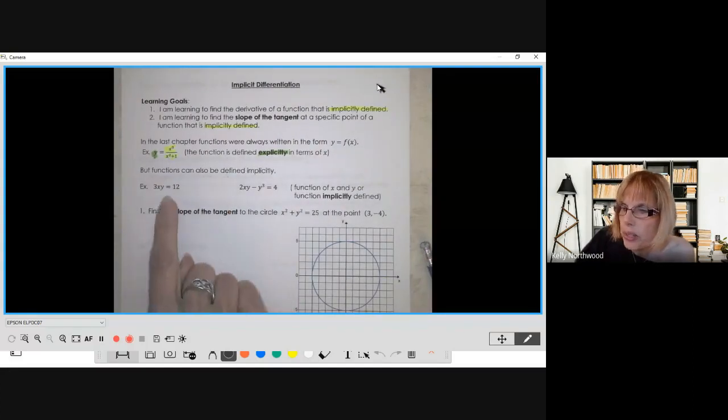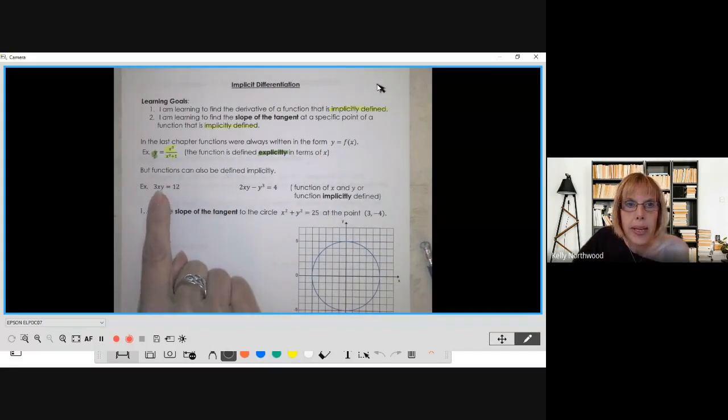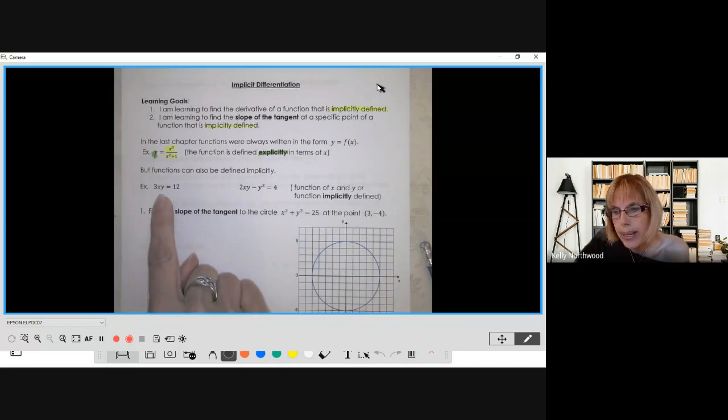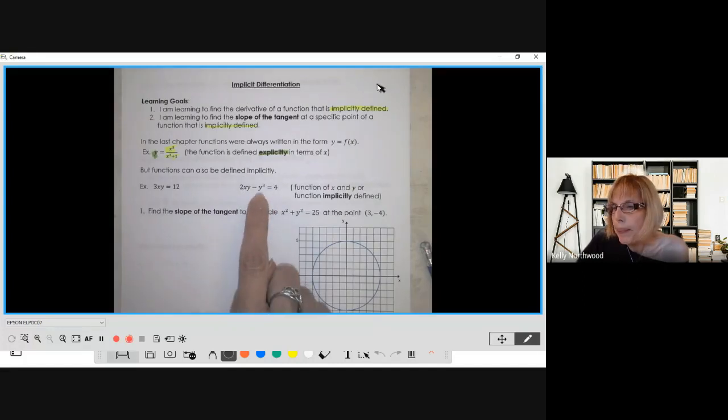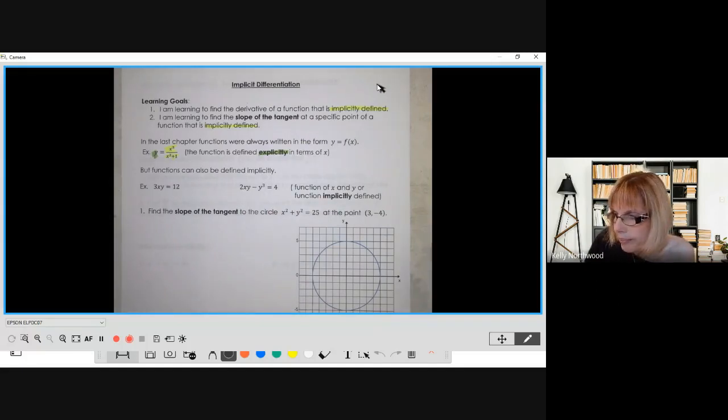But functions can also be defined implicitly. So here we have 3xy = 12, we don't have y by itself. In this case, it would be easy to get y by itself and then find the derivative. But if we get a function like this, it's way harder to get y by itself because we have a y and a y cubed. So they can be defined implicitly as well as functions of x and y.